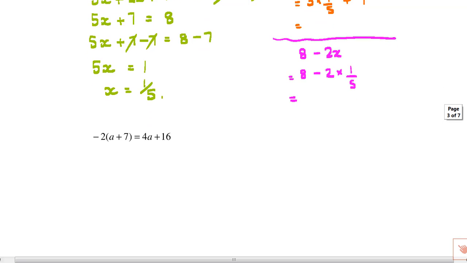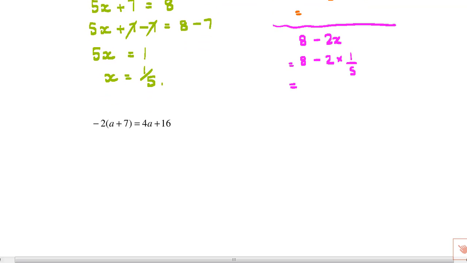And the last one on this page, and it's another one. It's slightly more difficult. This time we're finding a. We've got a bracket there. So what I'd do there is expand that bracket first, multiplying everything inside the bracket by -2. And of course leaving the right hand side as it is initially.